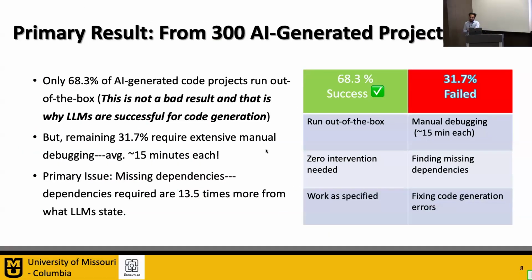So here are the headline results. Only 68.3% of our overall 300 generated projects run out of the box, and the remaining 31.7% required extensive manual debugging, on average about 15 minutes each.